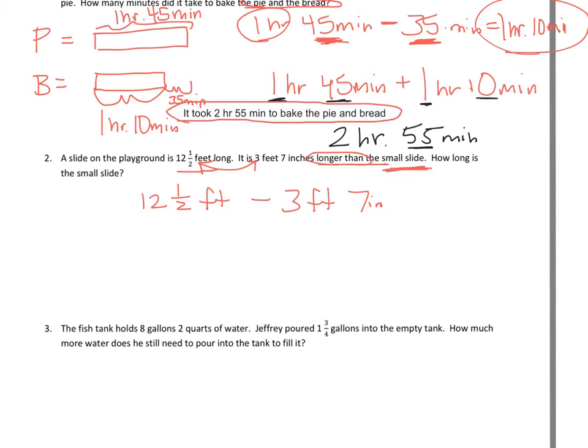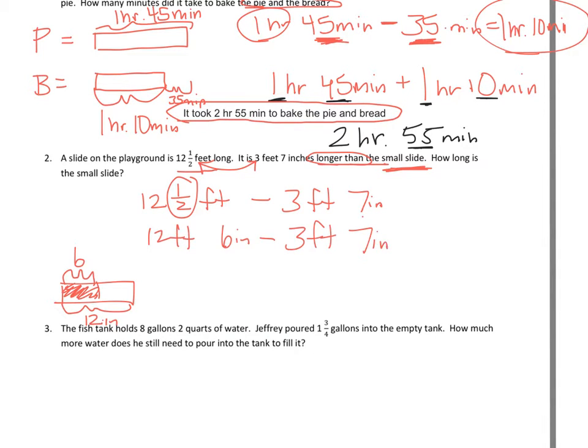So I want to try to subtract my inches, but I don't have any here. So I'm going to take that half foot and turn it into inches. I know there's 12 inches in a foot. Since I'm going to inches, I want to make it 12 inches because they're equivalent. And if I break 12 inches in half, or into 2 equal parts, it's 6. So 12 feet 6 inches minus 3 feet 7 inches.